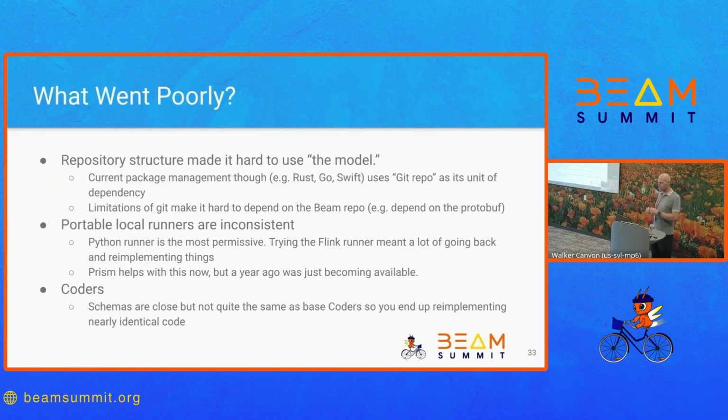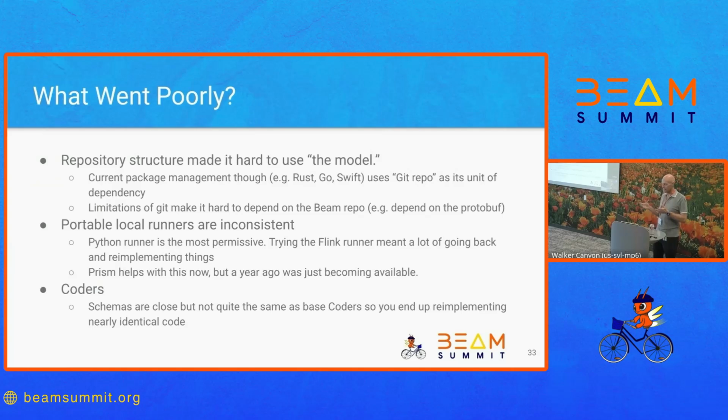Prism is trying to solve this, but the runners are very inconsistent. The Python runner and the Flink runner have different levels of permissivity on what they'll let you do, but they're also just different. So some stuff will work on one, not the other. It's not clear why, and early on in the SDK development process it can be very confusing. Like I say, Prism is helping with this, so this is less of a thing.